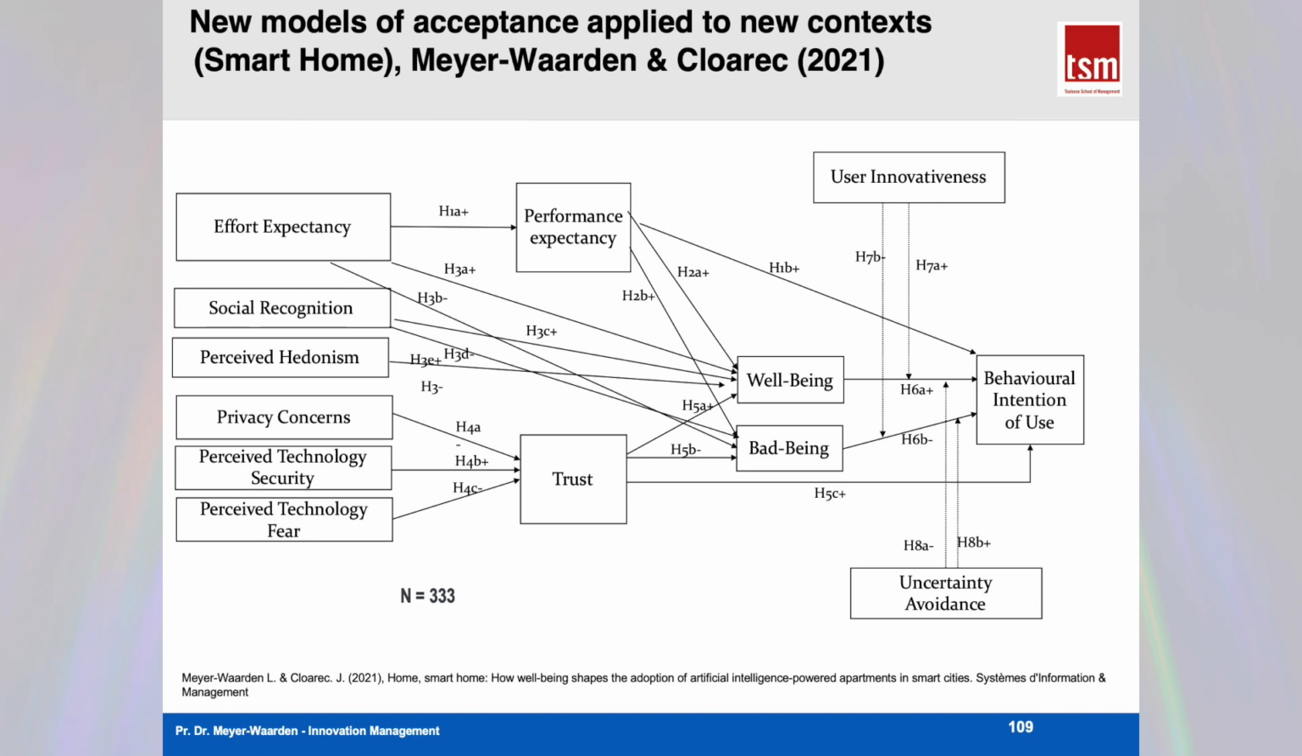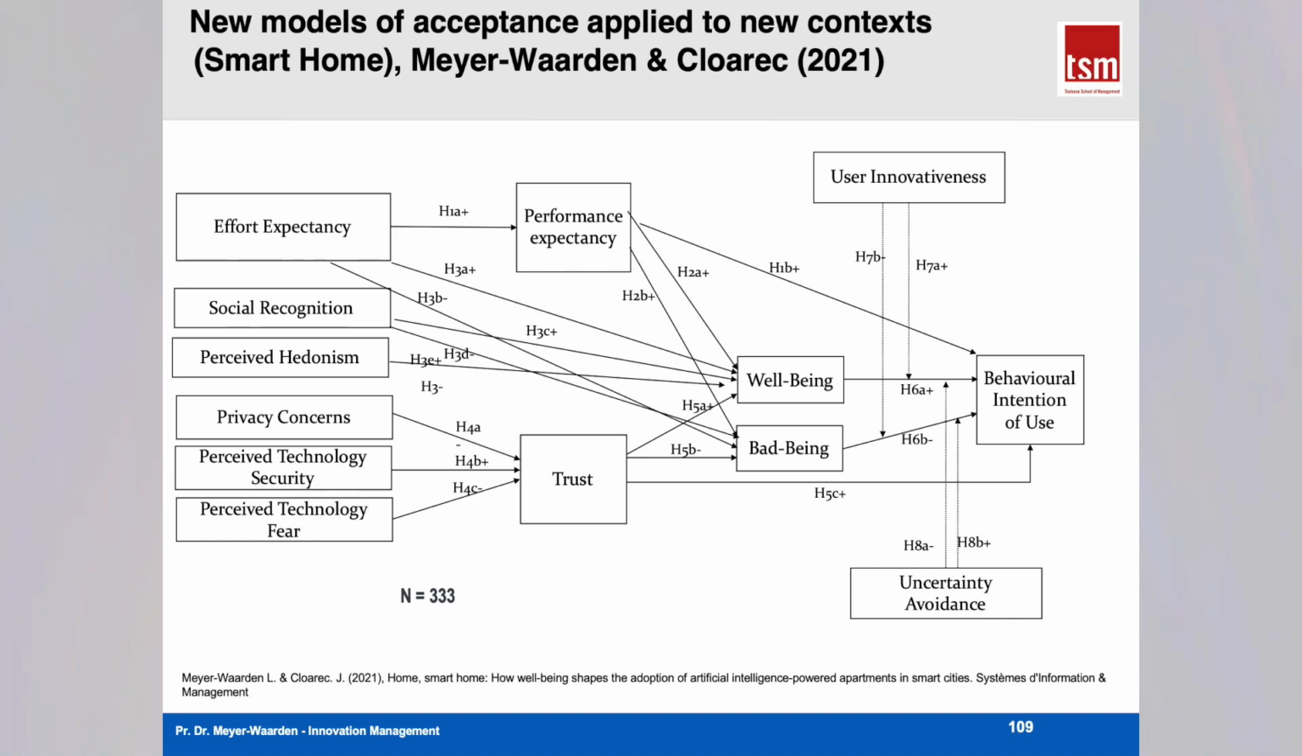So the more customers trust a smart home, the lower the privacy concerns are, that is, the data that is collected will be collected and used safely, the higher the security that will not harm the health of the user, and the lower the technology fear, the higher the trust, and thus, finally, the intention to use. We can see also that social recognition and perceived hedonism impact well-being, and the higher the well-being perceived, so mental well-being, psychological well-being, and health well-being, the higher will be also the intention to use. On the other hand, trust has a negative impact on bad being.